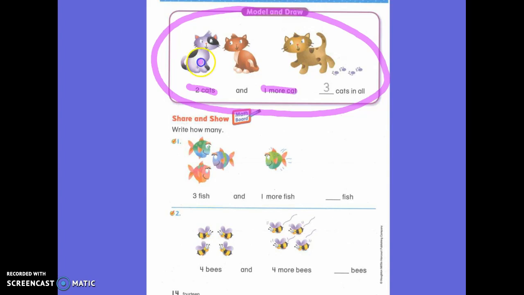If I have 2 cats, I can count 2 cats. Plus the 1 more helps me figure out how many cats there are. 2, plus 1 more equals 3. So my answer is I have 3 cats in all. So please write your answer 3.